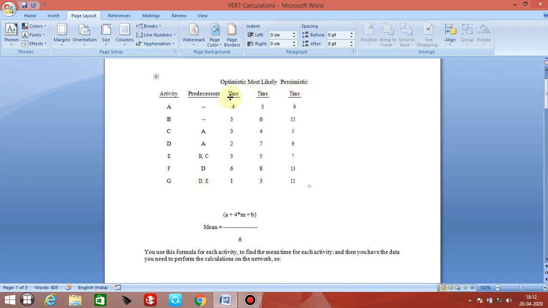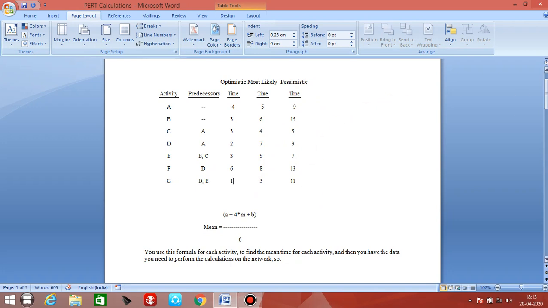Three types of time are given. Optimistic time is given here: 4, 3, 3, 2, 3, 6, 1. And most likely time is given in the middle: 5, 6, 4, 7, 5, 8, 3. And finally pessimistic time is given.